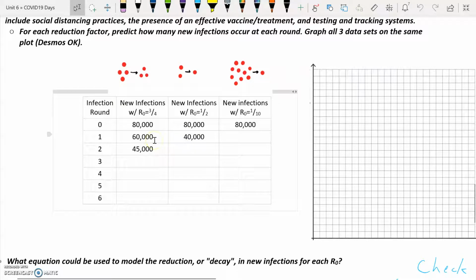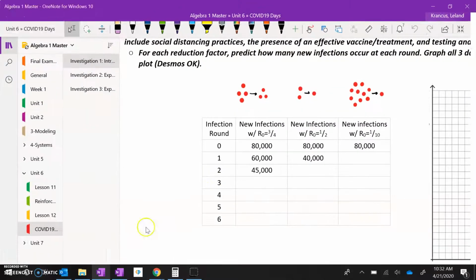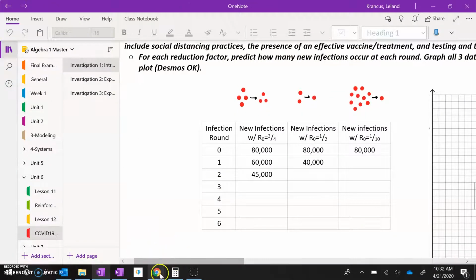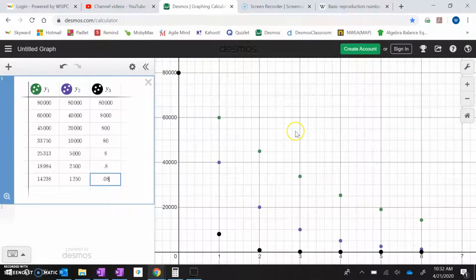So I started the pattern here, and hopefully you finish that pattern. I'm going to show it in Desmos. Again, okay to use Desmos. So your data would look something like this. You can see the slowest one is the green one going down from 80,000, the city of Bellingham, and dropping slowly. It would take quite a few rounds, depending on how long a round is for COVID. It's a week or two, it seems. It would go down kind of slowly. It would take quite a while.